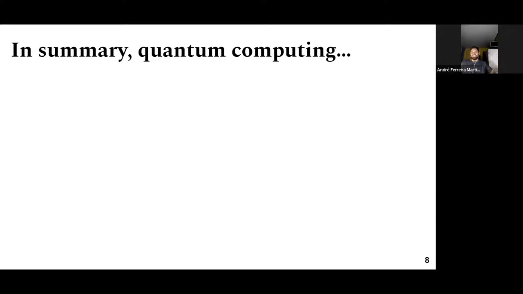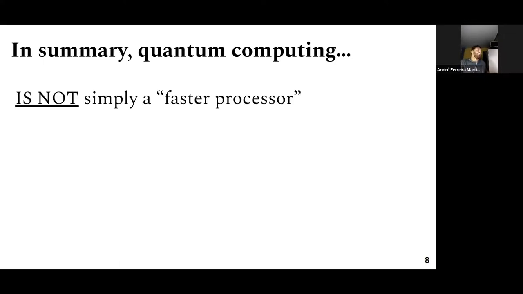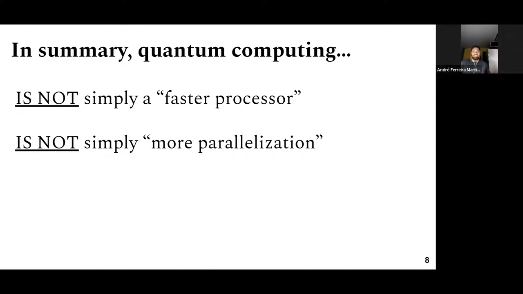So in summary, there's a very important point that I would like to stress here. After this short but hopefully comprehensive introduction to quantum computing, I'd like to stress three very important points. First, quantum computing is not simply a faster processor, okay? It's not simply by itself a way to make things run faster. It's also not merely some sort of crazy parallelization, like a different GPU in which we parallelize even more and more, and this gives us faster realization of our algorithms.